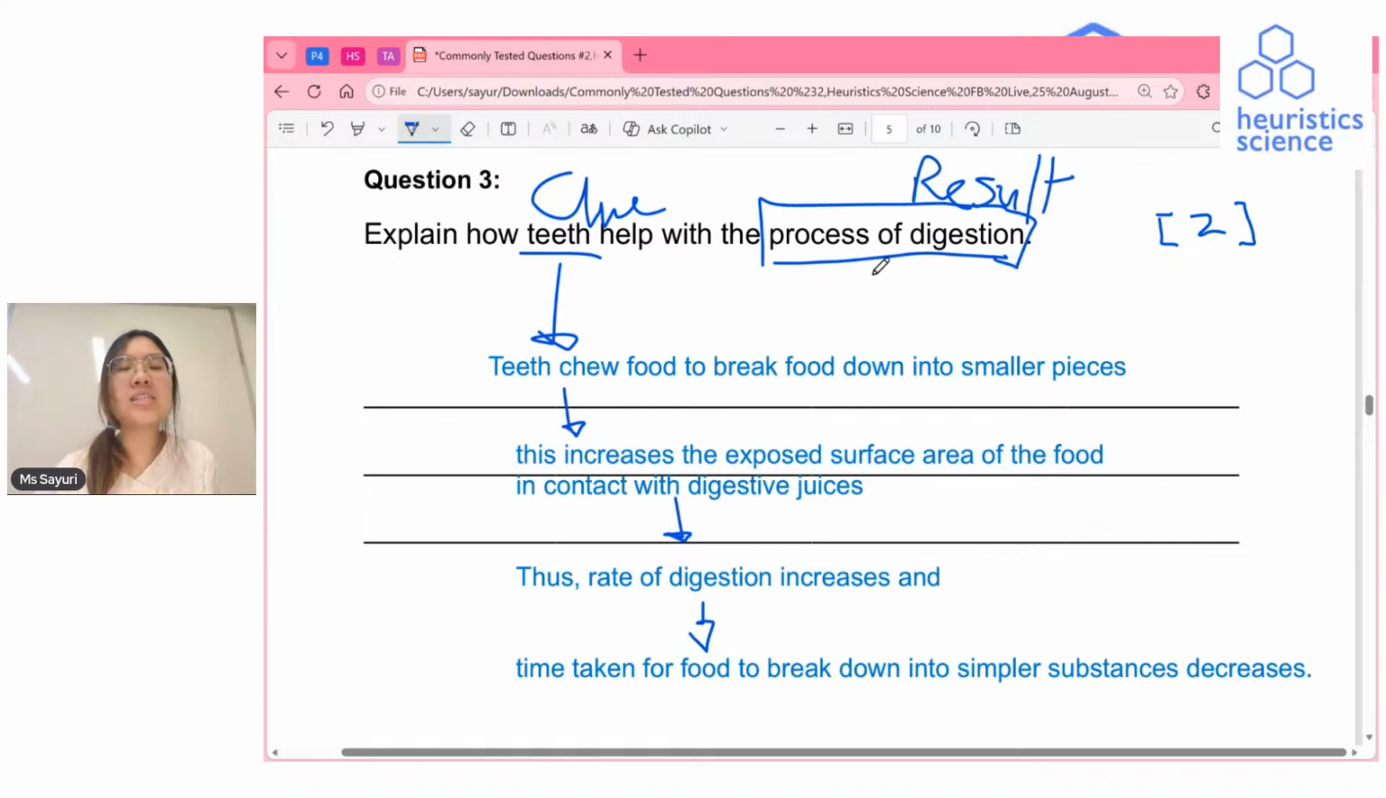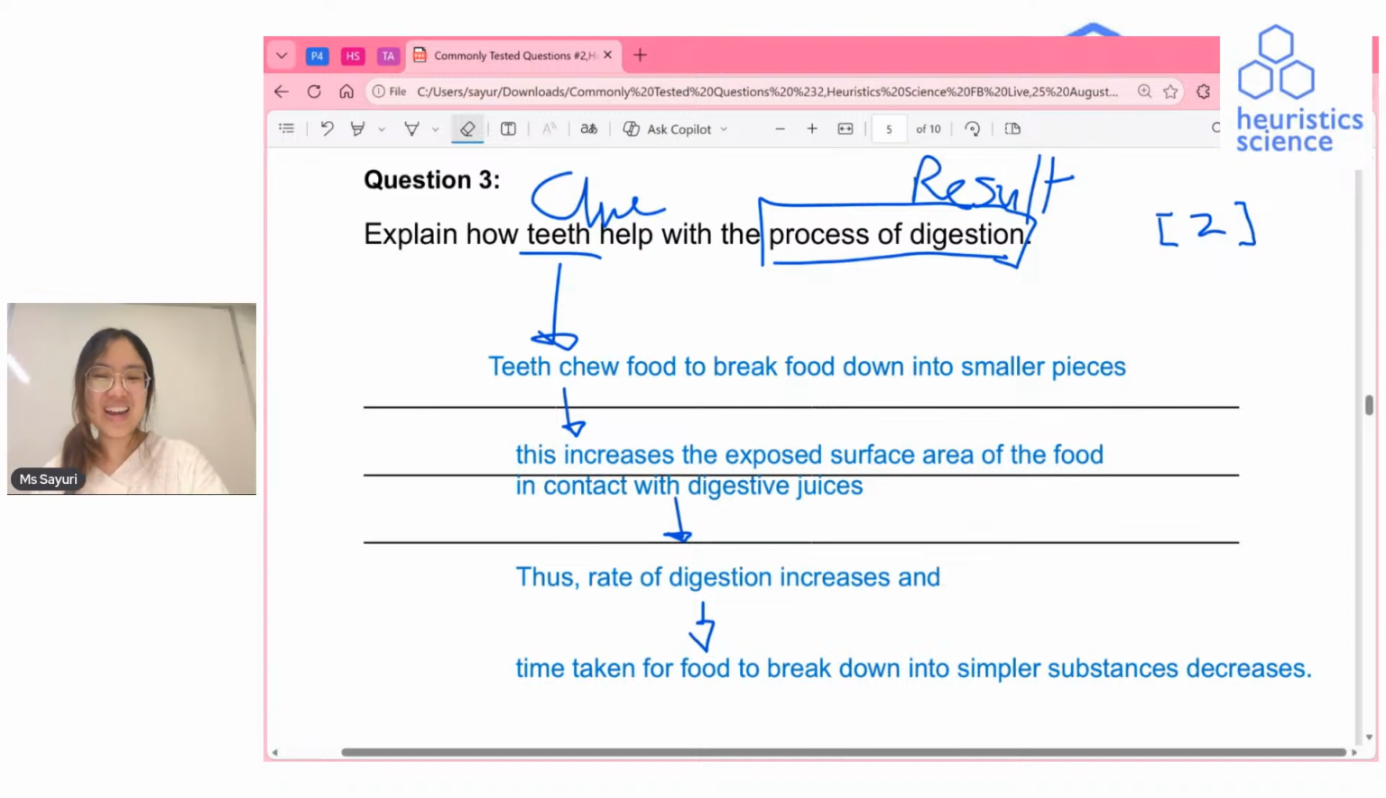Of course, if the question says, how does the teeth help with rate of digestion? Then you stop here will do, because it's just talking about rate of digestion. But if they never mention anything, then you also talk about time taken. Can or not? So I hope I was able to paint once and for all a good picture on how to answer this question. Because it's 2 marks, and it's 2 marks that never changes. The function of teeth never changes. So the answers here will always be the same.